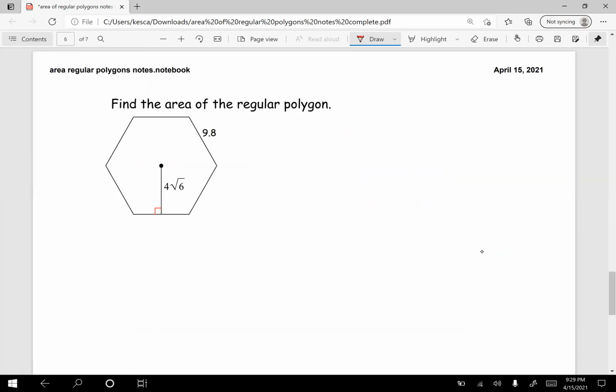Okay, next example. Find the area of the regular polygon. This one is going to be very nice and easy. They've given us the apothem. You see we got that right angle there, okay? And then we have our side length, so just plug in. Area is equal to the apothem, so 4 square root 6, times the perimeter, so we're going to do 9.8 times, and then how many sides do we have? We have 6. And then divide by 2.